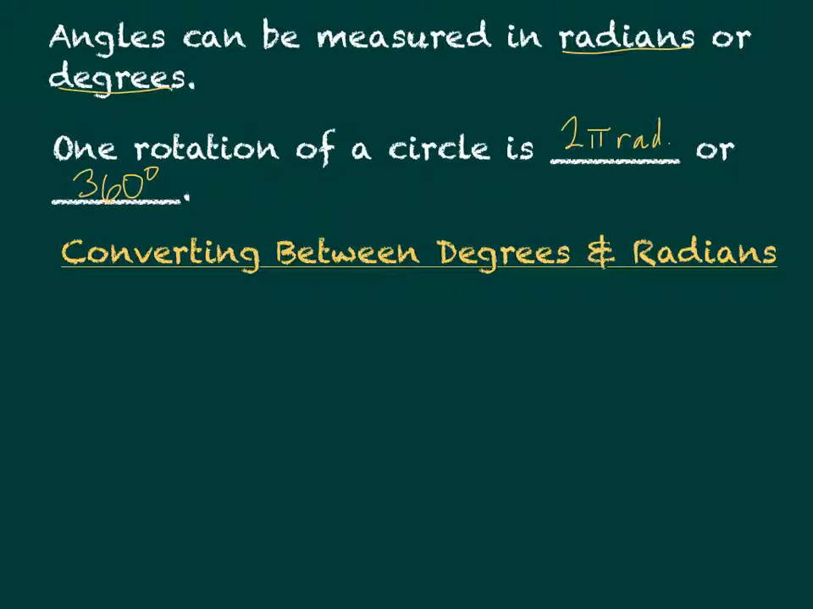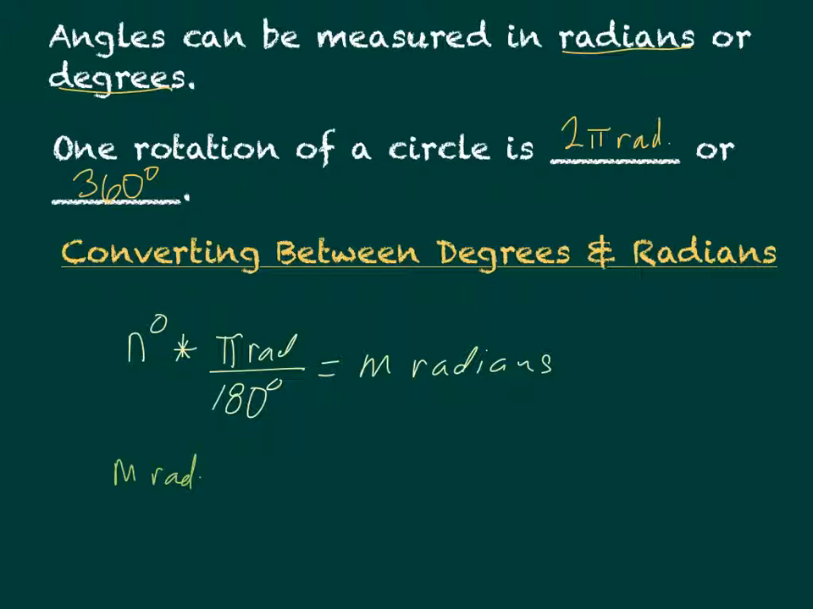Now, to convert from degrees to radians and vice versa, we have a couple formulas to remember. If we have n degrees and we want to change it to radians, we multiply by pi radians over 180 degrees, and that gives us m radians. We can also go from radians to degrees. If we have m radians, then we multiply by 180 degrees over pi radians, and we get n degrees. So we should be able to go in either direction.